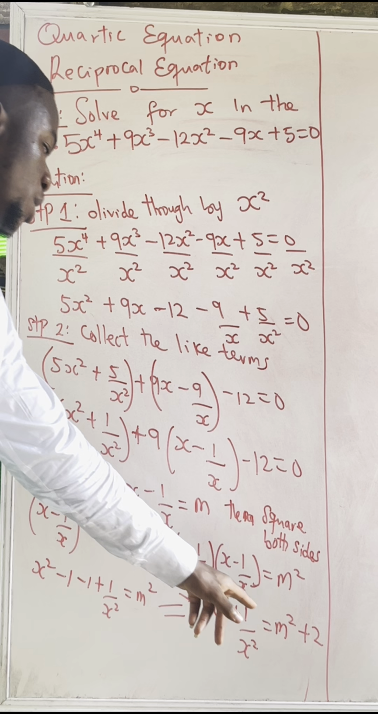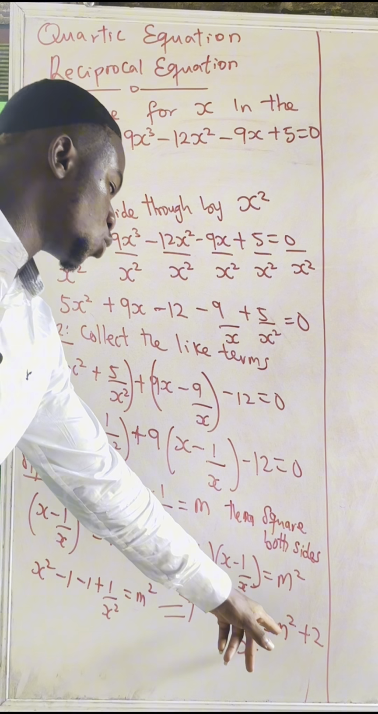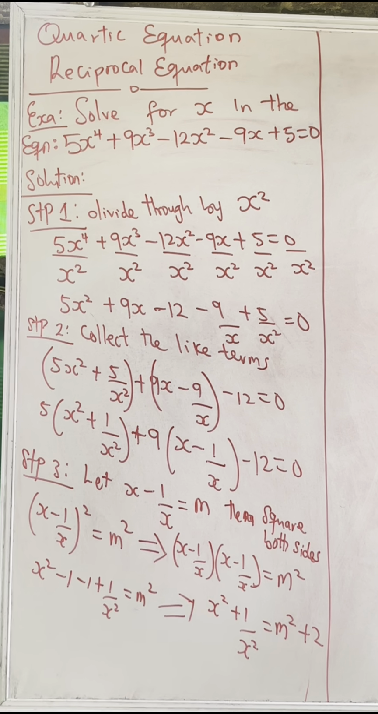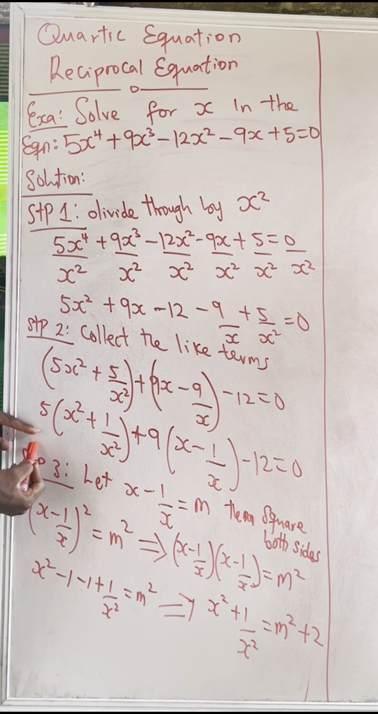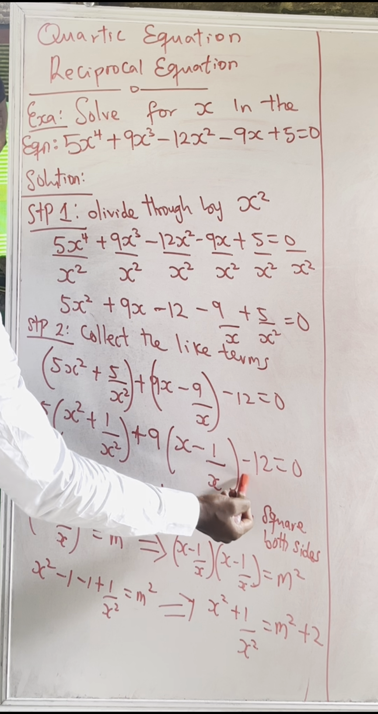Plus 2. So I'm going to be left with x squared plus 1 over x squared equals m squared plus 2. At this point, this simply means that when my x minus 1 over x is m, then my x squared plus 1 over x squared will be equal to what? m squared plus 2.